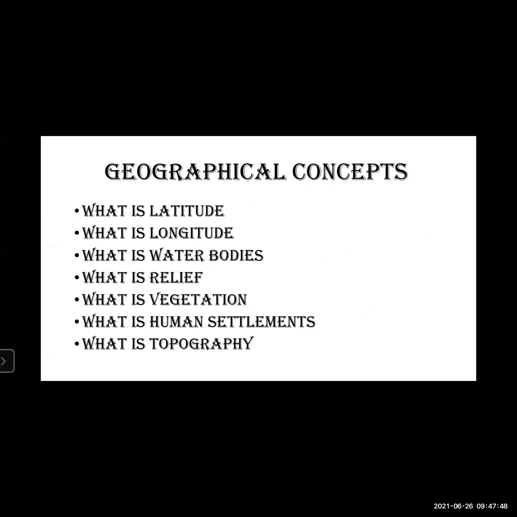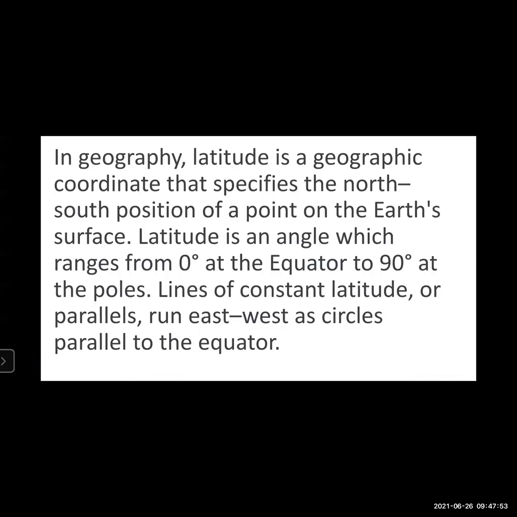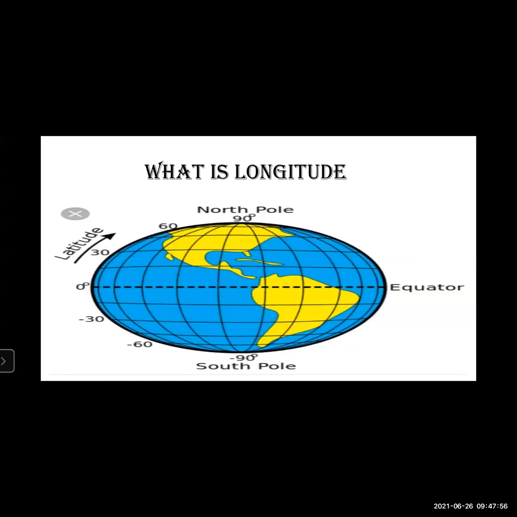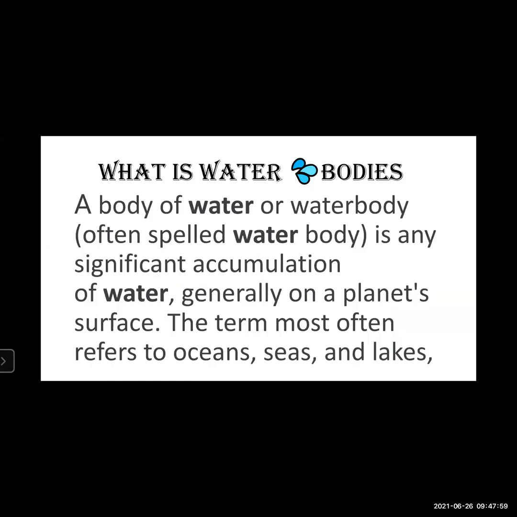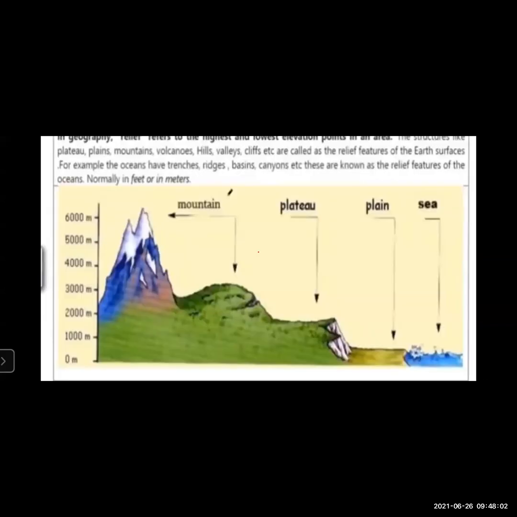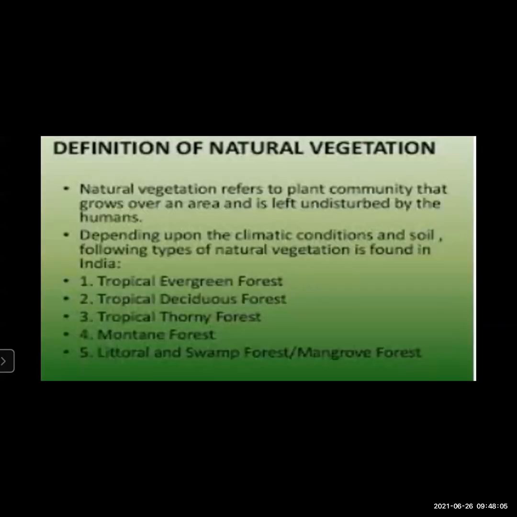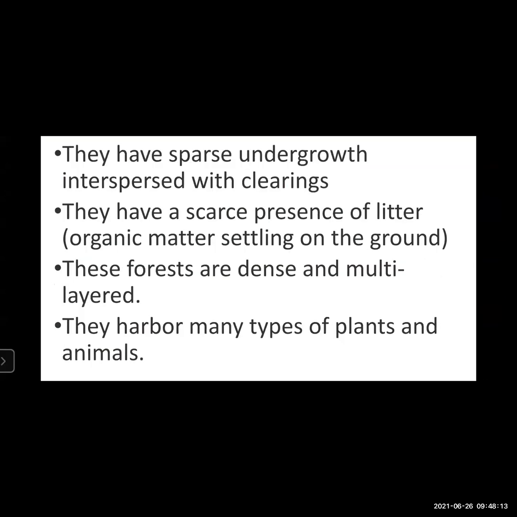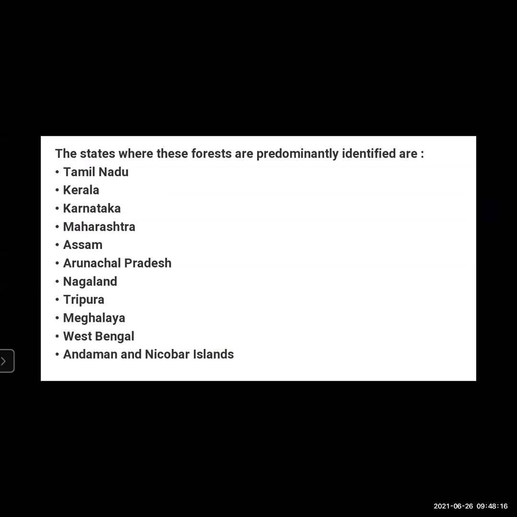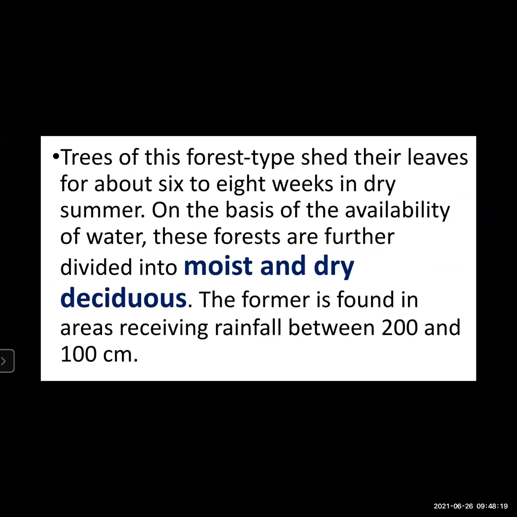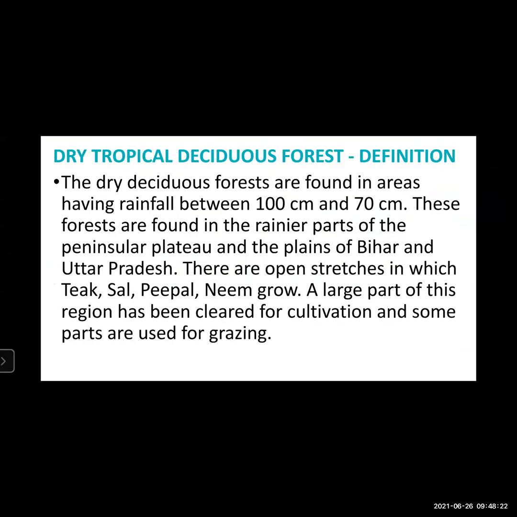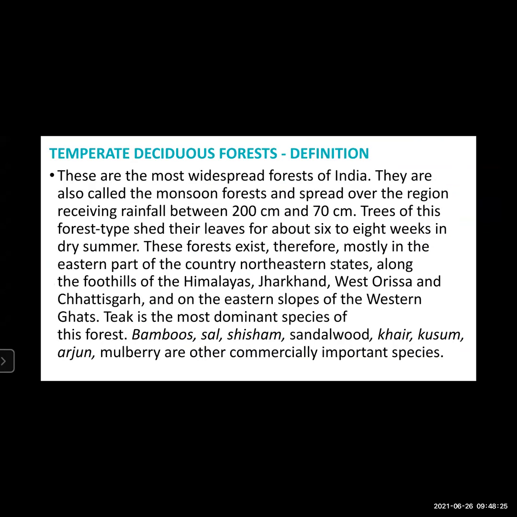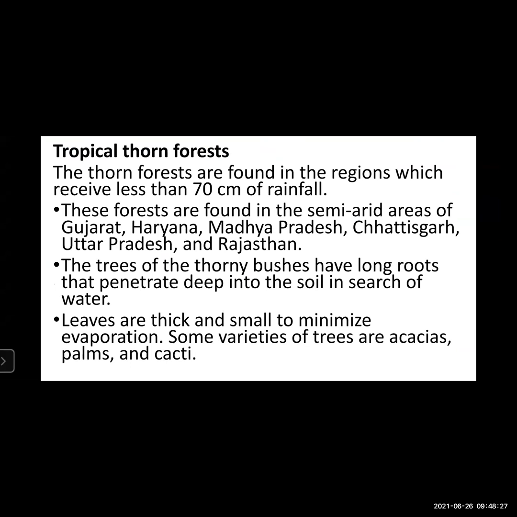See, we studied about the geographical concepts, latitude, longitude, then water bodies, relief features, then vegetation. We learned about different vegetation types, that is tropical evergreen forest, then tropical deciduous forest, dry tropical deciduous forest, temperate deciduous forest, tropical thorn forest.